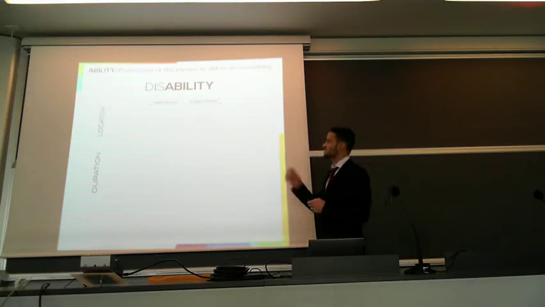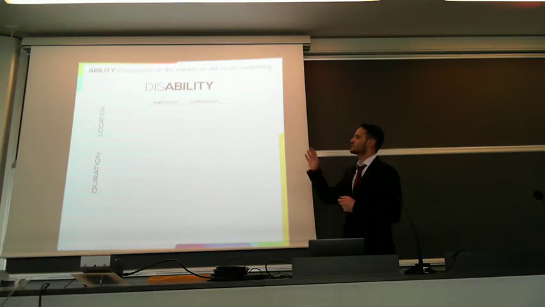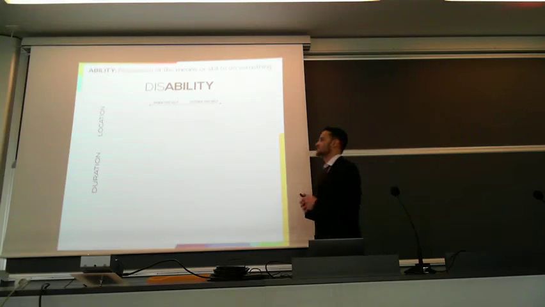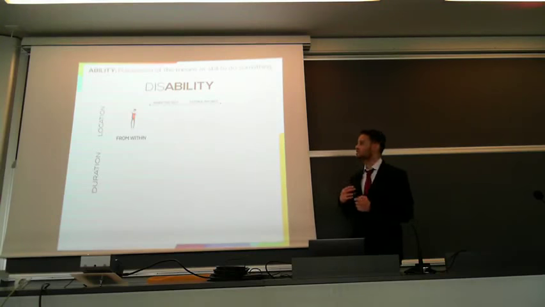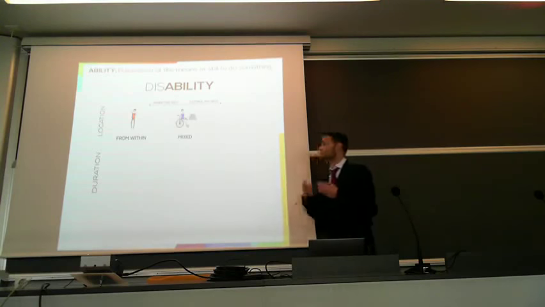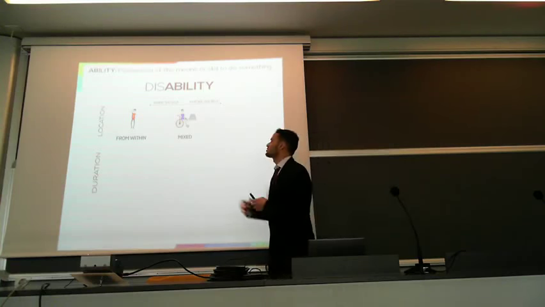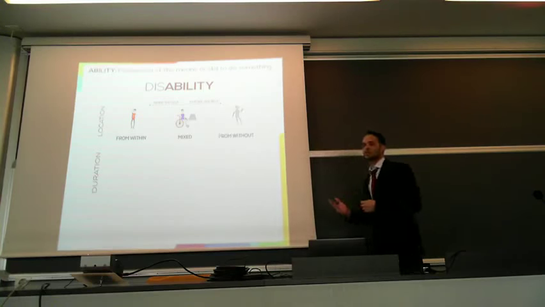So if we consider this term disability, we can have disability in two dimensions. One is location, so where the disability is, and it can be from within, from inside the self, mixed, so a person with a wheelchair that should go on stairs, and then from without, like an astronaut in space.